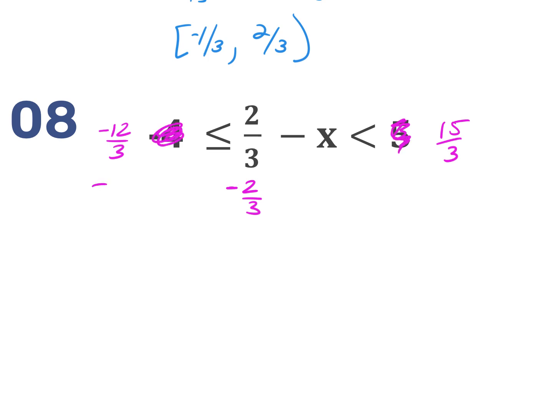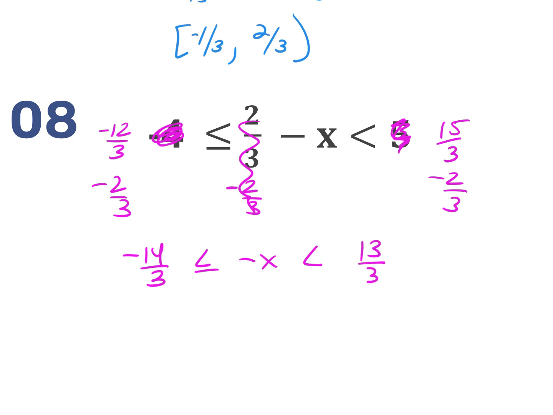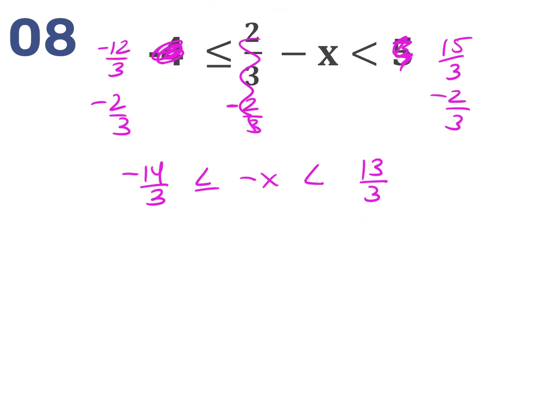Okay, let's just go ahead and do that now so we can see this. So I'm going to subtract 2/3 from both sides of my inequality. So negative 12 minus 2 is negative 14 over 3, less than or equal to what? Negative x less than what? 13 over 3. Perfect. All right. Am I done? What's the problem here? X is negative. We don't want that. So I'm going to divide everything by a negative 1.